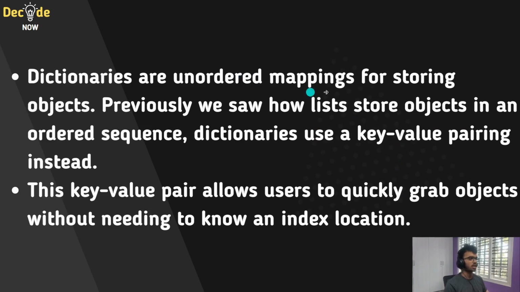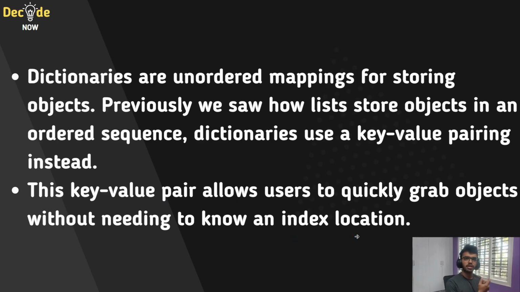Dictionaries in Python are unordered mappings for storing objects. Previously in the list video, we saw that objects within the list were stored in an ordered sequence, whereas in dictionaries, they are stored in an unordered manner. Dictionaries use a key value pairing instead of an ordered sequence. The advantage of storing the values in key value pairs is that it allows us to quickly grab the objects without needing to know an exact index location.